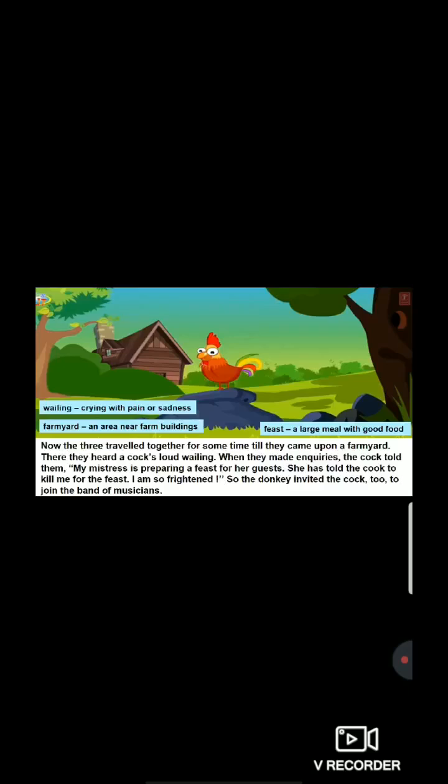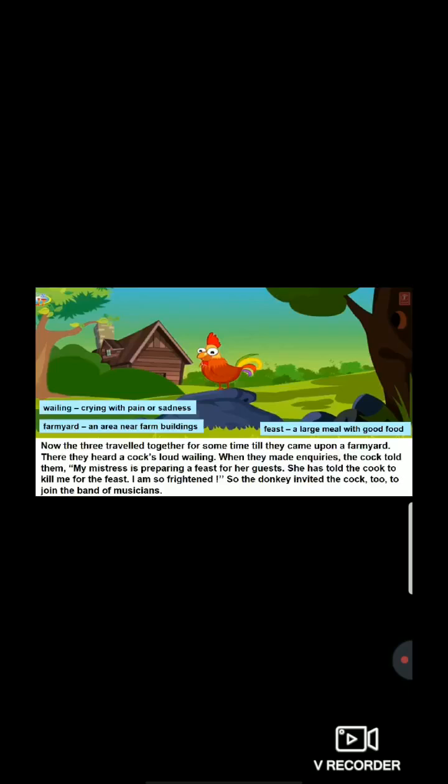The cock told them, my mistress is preparing a feast for her guests. She has told the cook to kill me for the feast. I am so frightened. I am so frightened. It means the mistress has told the cook to kill me, because she is going to offer me in front of the guests as a feast. Feast means what? A dinner, or we can say a lunch, right? The mistress is going to offer me to the guests by killing me. So the cook is going to kill me. For that reason I am very frightened.